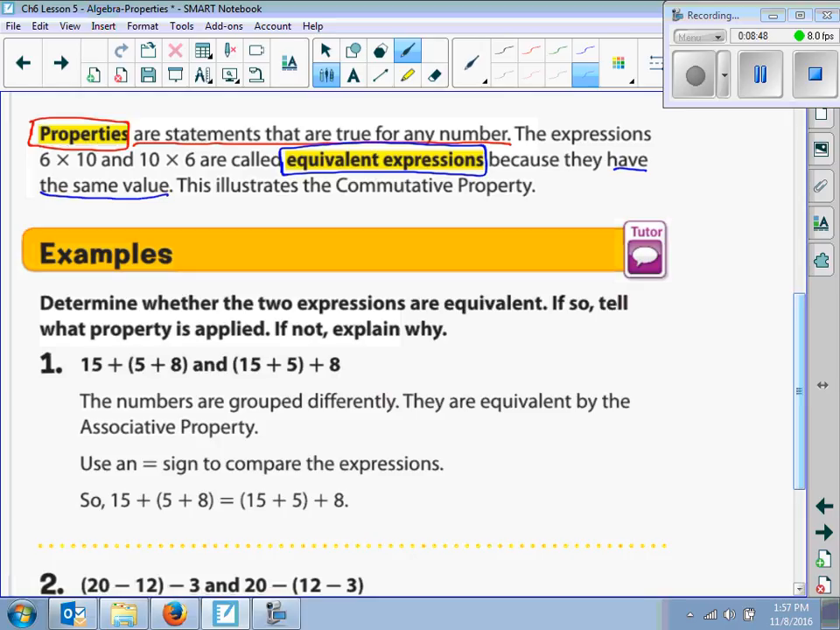Now we want to see if they are equivalent. So now we just simplify. So 5 plus 8 is 13, and 13 plus 15 is 28. On the other side, we have 15 plus 5 is 20, plus 8 is 28. So they are equivalent, and this is how we write it. We use the symbol with the equal sign.